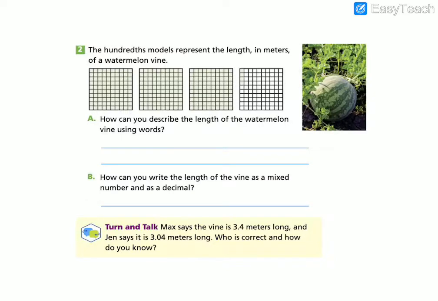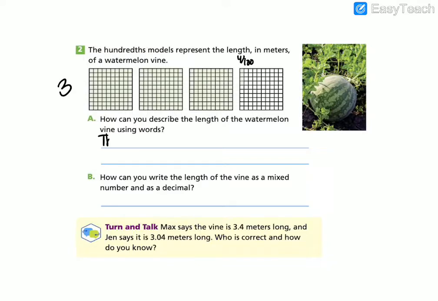All right, let's take a look at problem 2. Does the hundredths model represent the length in meters of a watermelon vine? How can you describe the length of the watermelon vine using words? Right, so we have 1, 2, 3 wholes filled in. And then we have this tiny little section filled in here. So we have 3 complete hundredths models. And over here we only have 4 hundredths complete.